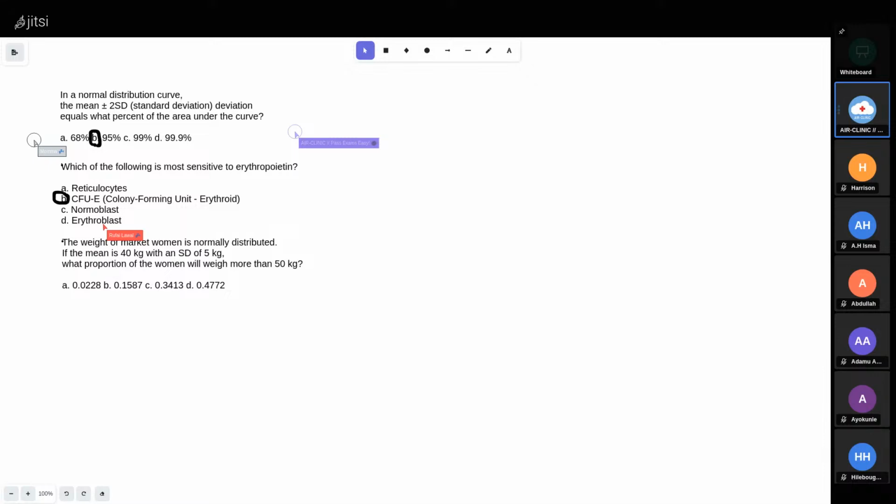So first of all, you calculate the Z score, and the Z score is 50 minus 40 divided by 5, because one standard deviation is 5. So 50 minus 40 will give you the number of standard deviations. When you divide it by 5, you get 2. That means it's 2 standard deviations away from the mean.